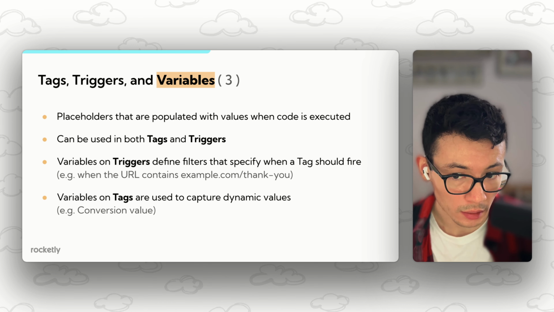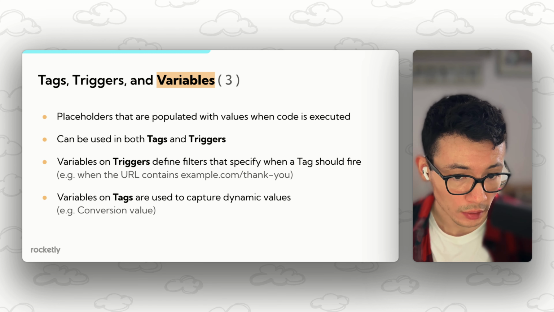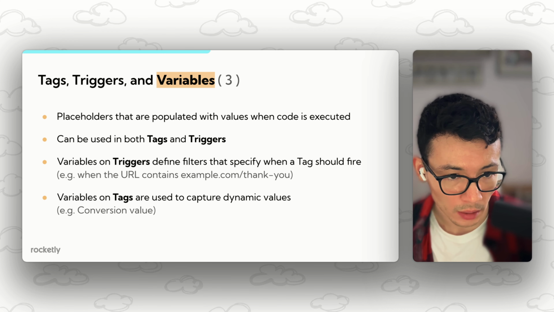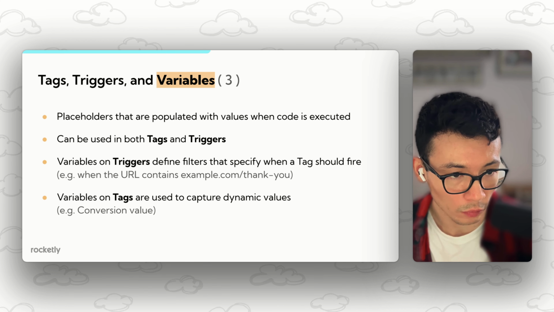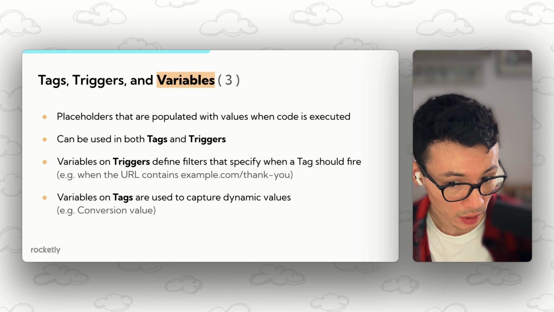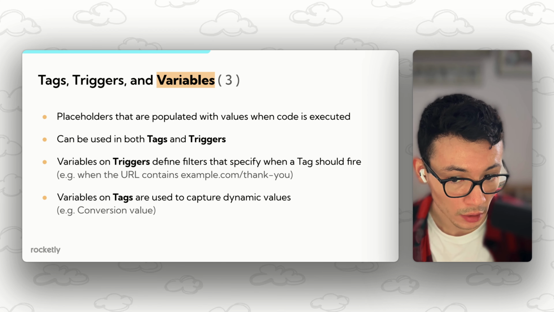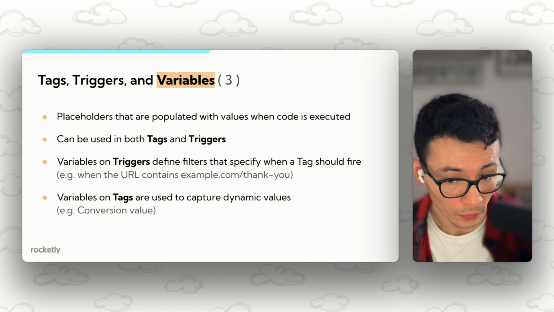So the trigger is when a URL contains, and then the variable would be example.com/thank_you in this case. Now a variable on a tag is used to capture dynamic values. This can be a variety of different things, but one common example might be conversion value or revenue for a specific conversion action. So I might have a Google Ads conversion tag that fires, and I might want to pass the revenue of that specific conversion action of that specific customer back into Google Ads. So I might have a variable for that tag.